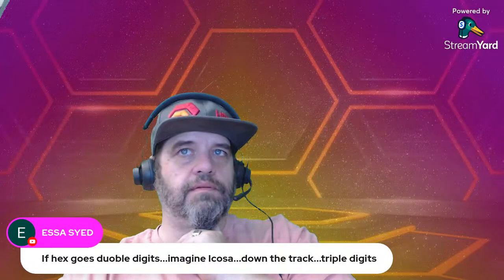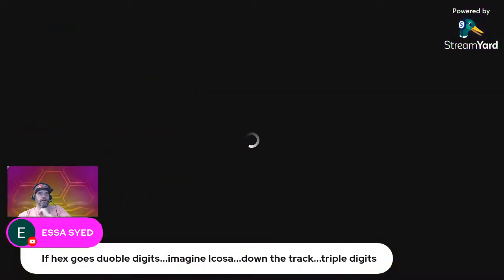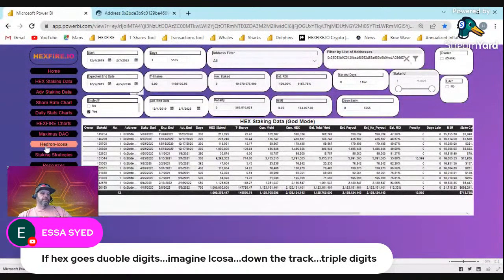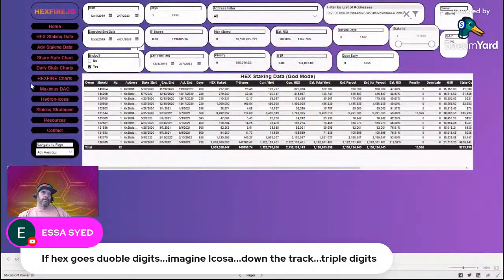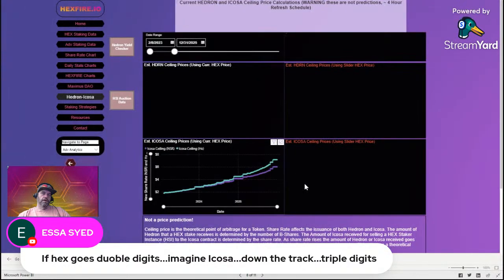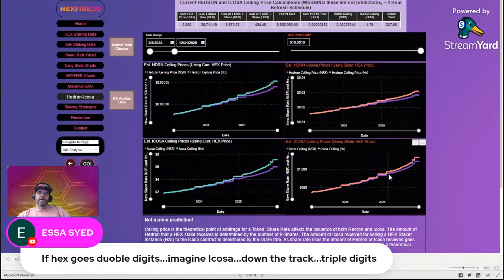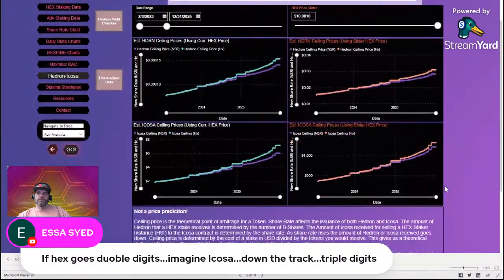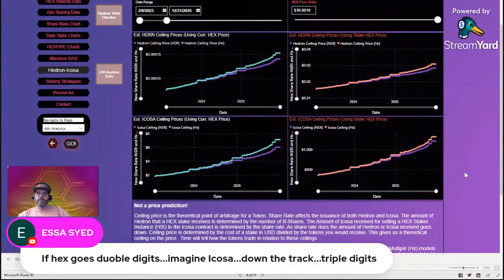Let me pull that up again. Let me go back over to Hex fire. So if I go to my hex to Hedron ICOSA. This is one of the things that is super bullish about the ICOSA system and Hedron, political arguments aside, and vampire attack discussions aside about it taking attention off the system and all that stuff.